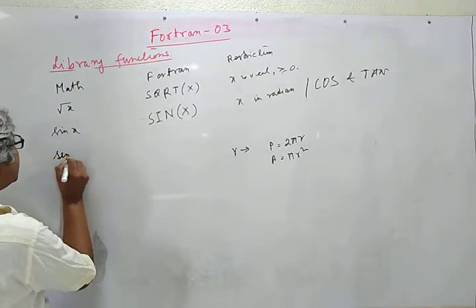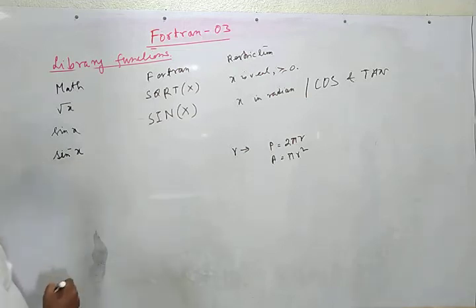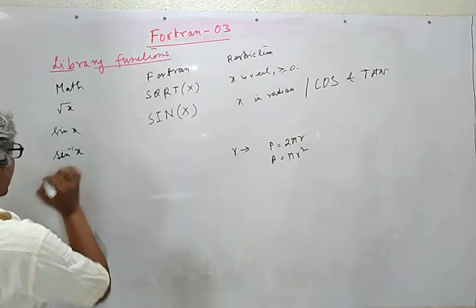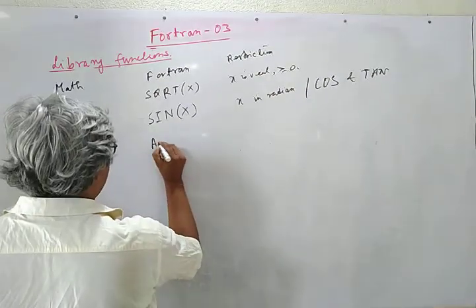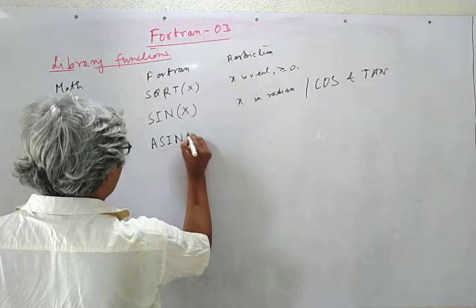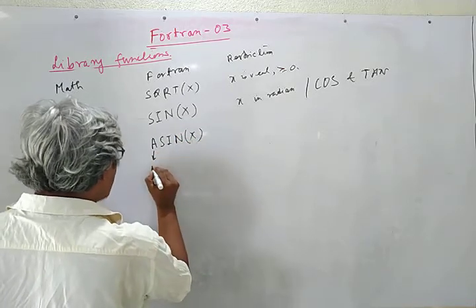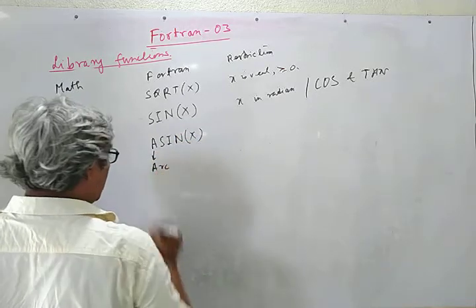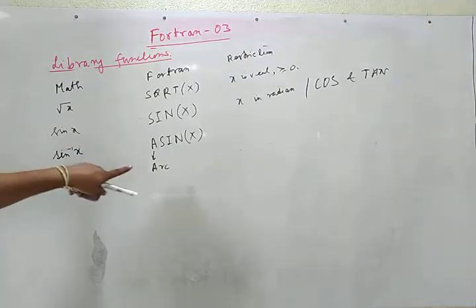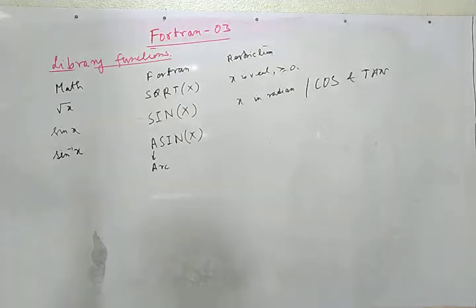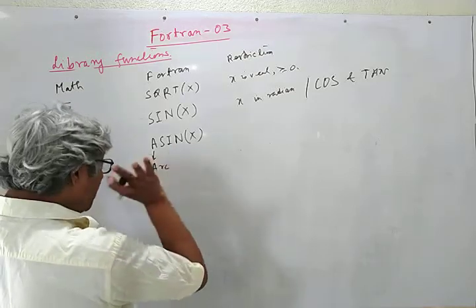Sine inverse x is written as asin of x, A for arc sine. Actually the sine inverse is the arc function. Originally they were named as arc function, so this A is from arc, and it gives you the value, and this must be always in radian.